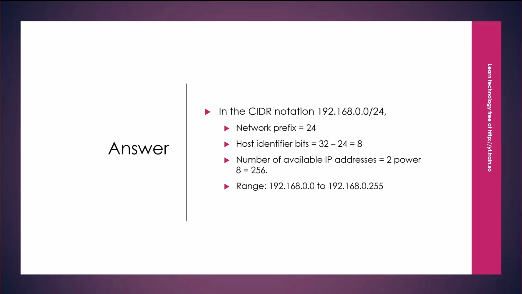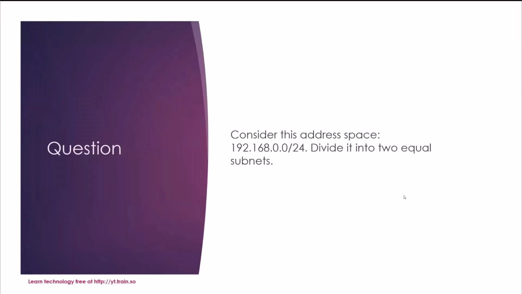So the range is 192.168.0.0 to 192.168.0.255. Okay, so now comes the next stage, which you will actually be doing while designing your subnets. Consider this address space 192.168.0.0/24, divide it into two equal subnets.